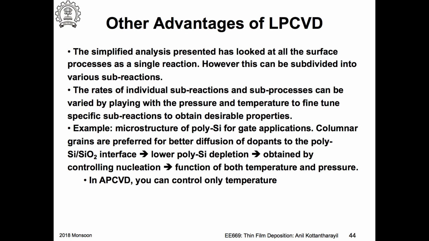This can be obtained by controlling the nucleation, the initial phase of the growth, and this is a function of both temperature and pressure. So, you can control very well how the grains are formed and grow during the process. And in APCVD, this is a difficult proposition. So, we will discuss this in the next lecture.